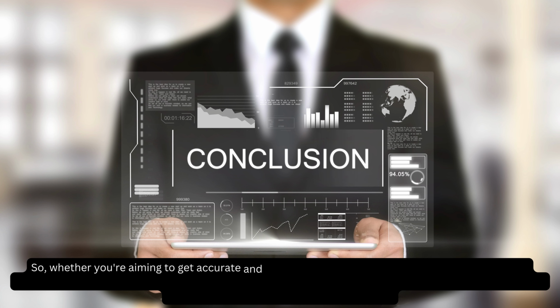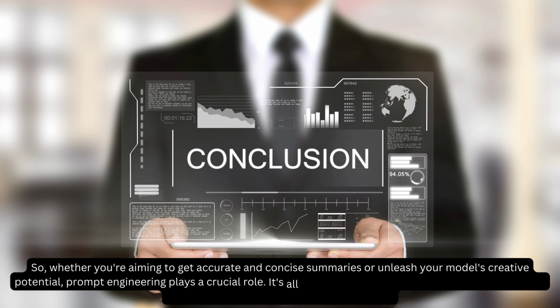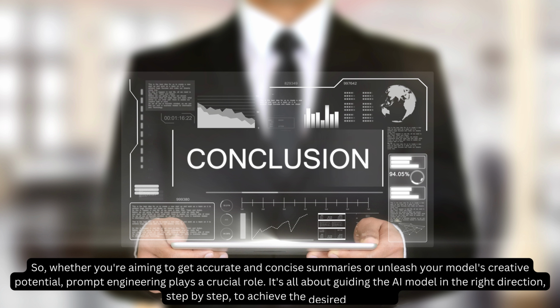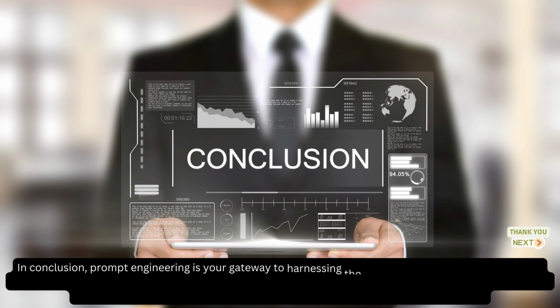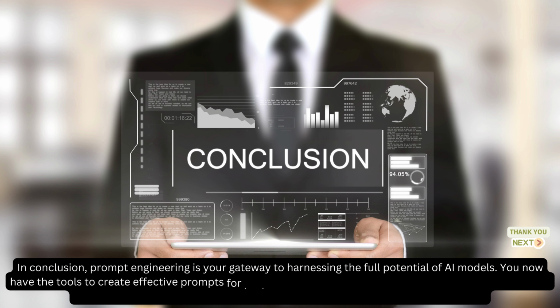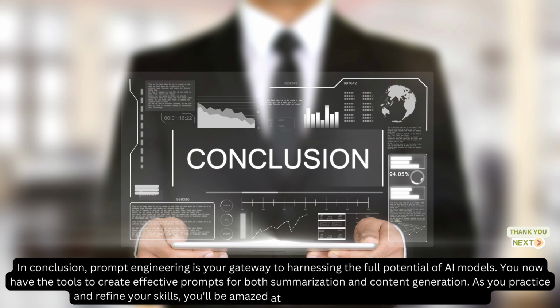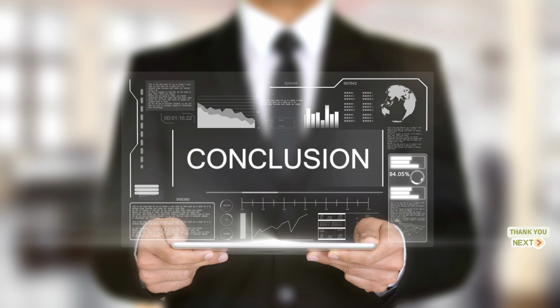So, whether you're aiming to get accurate and concise summaries or unleash your model's creative potential, prompt engineering plays a crucial role. It's all about guiding the AI model in the right direction, step by step, to achieve the desired outcome. In conclusion, prompt engineering is your gateway to harnessing the full potential of AI models. You now have the tools to create effective prompts for both summarization and content generation. As you practice and refine your skills, you'll be amazed at the remarkable results you can achieve.